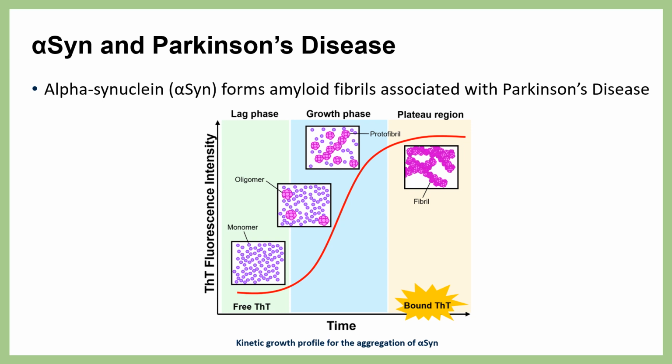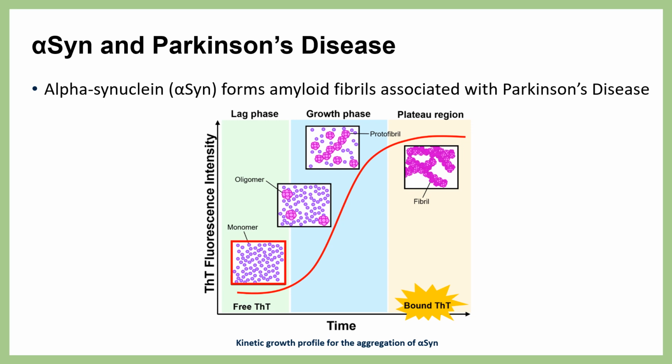So alpha-synuclein is the main protein associated with Parkinson's disease. It is a protein which exists naturally in the brain in a disordered structure. However, under certain circumstances, it is able to aggregate to form amyloid fibrils, which are made up predominantly of beta sheet structures. It is these aggregates which are associated with Parkinson's disease.